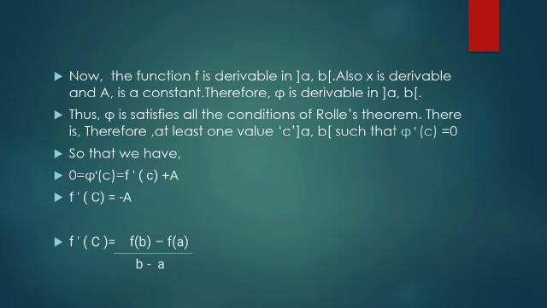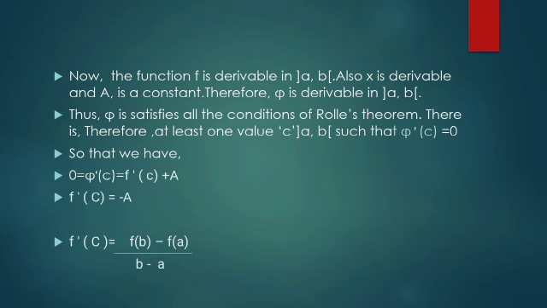Now, the function f is derivable in the open interval (a, b). Also, x is derivable and A is a constant. Therefore, phi is derivable in the open interval (a, b). Thus, phi satisfies all the conditions of Rolle's theorem. Therefore, there is at least one value c, where c belongs to the open interval (a, b), such that phi dash of c is equal to 0.